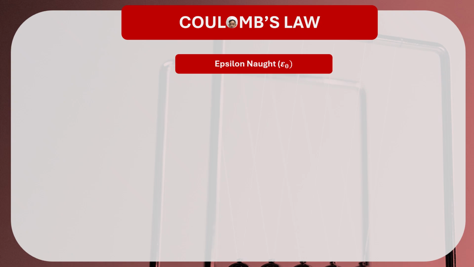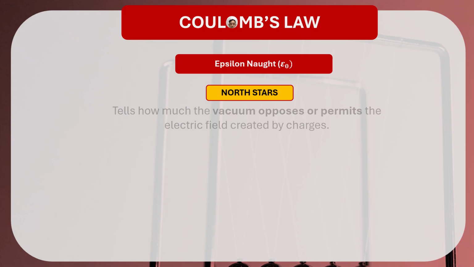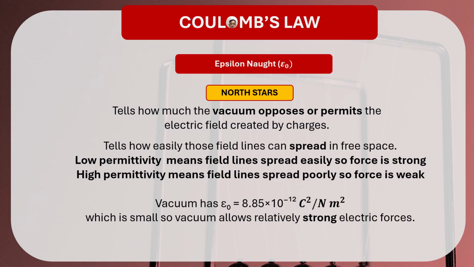How do we interpret the epsilon naught after we calculate it? It tells how much the vacuum opposes or permits the electric field created by charges. So we have charges creating the electric field, and when you expose this electric field to a vacuum, the vacuum will oppose or permit this electric field. It tells how easily those field lines can spread in free space. That's another concern here for the epsilon naught. It will tell us how the electric field can easily spread or be difficult to spread.